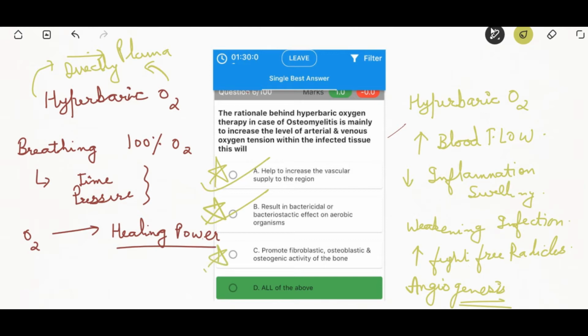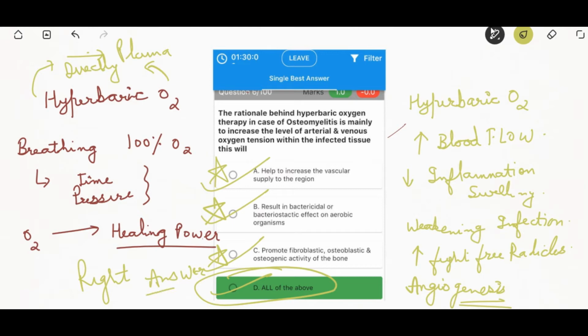Hyperbaric oxygen therapy has both a bactericidal as well as a bacteriostatic effect against both anaerobic and facultative anaerobic bacteria. And third, hyperbaric oxygen potentiates wound healing by promoting fibroblast cell proliferation and endothelial cell angiogenesis.